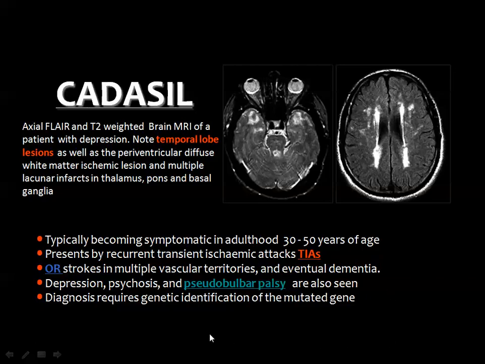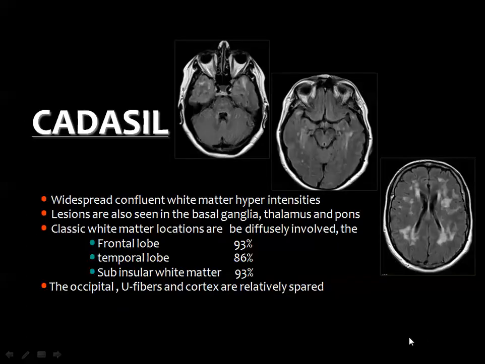The diagnosis will depend on three issues. Number one, the younger age of the patient. Number two, the changes which are evident in the temporal lobe beside those changes in the deep white matter. Number three, the genetic identification of the mutated gene. And the lesions of CADASIL are located in the frontal lobes in about 93% of cases, the temporal lobe in about 86% of the cases, and the subinsular white matter, which is also in the temporal lobe.